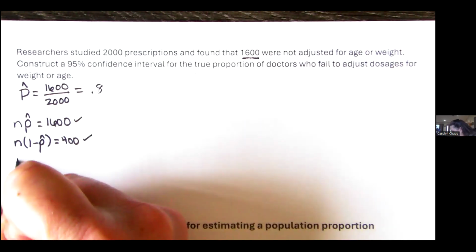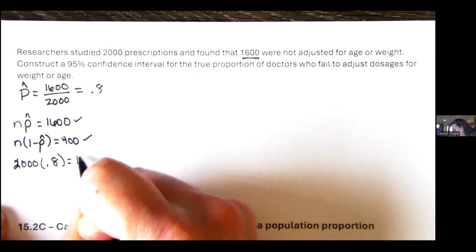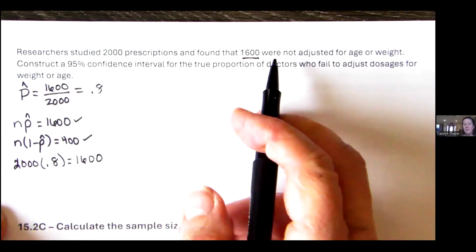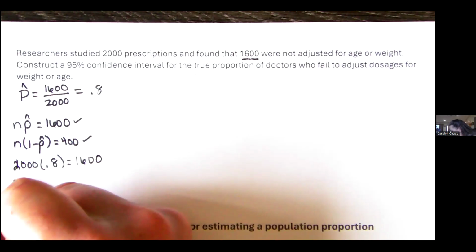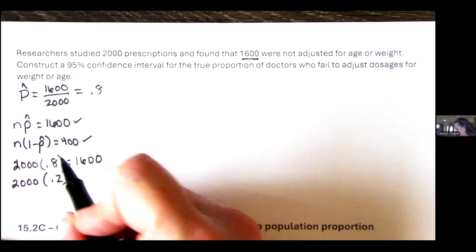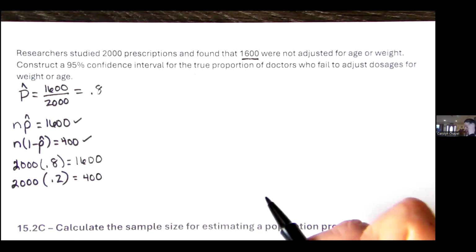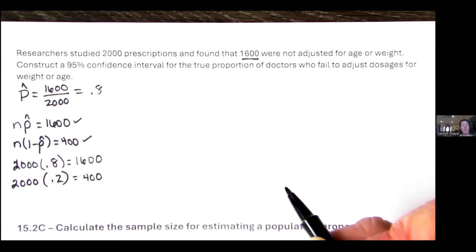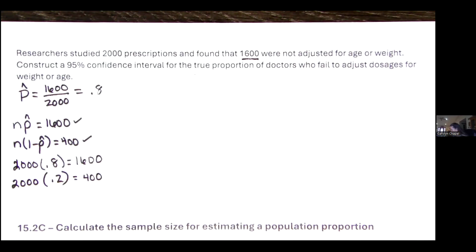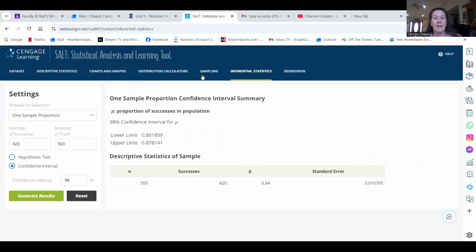I could have taken my 2,000 and multiplied it by the 0.8. You will see that that does in fact give you that 1,600, which is the number of successes. I could take the 2,000 times my 0.2, which is 1 minus p hat, 1 minus the 0.8, and that does give me 400. So again, either way you remember how to do that will work. But again, we're going to go to SALT to find the confidence interval. And we could do it again two ways.